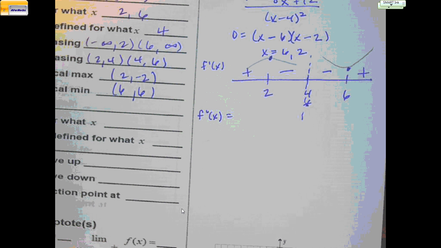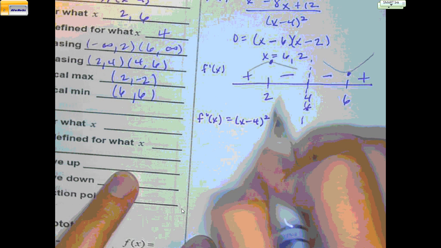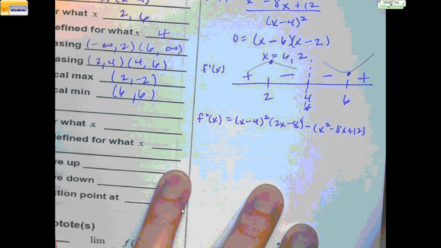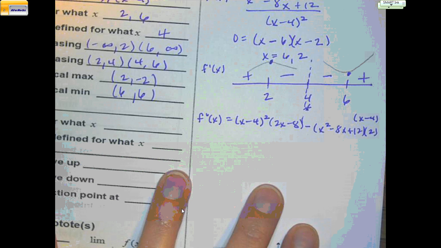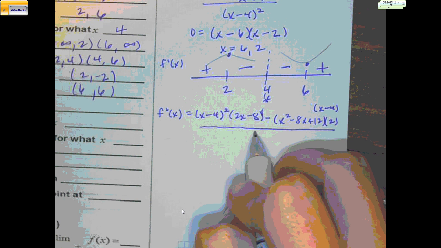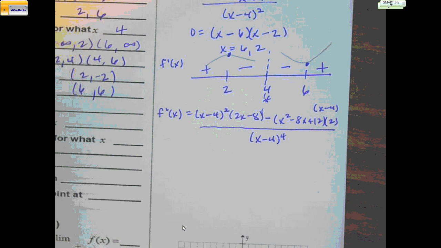Second derivative. The bottom times the derivative of the top, which is going to be 2x minus 8, minus the top times the derivative of the bottom. Be careful: 2 times x minus 4 to the first times the derivative of the inside, which is 1. All over the bottom squared, so x minus 4 is now to the 4th.